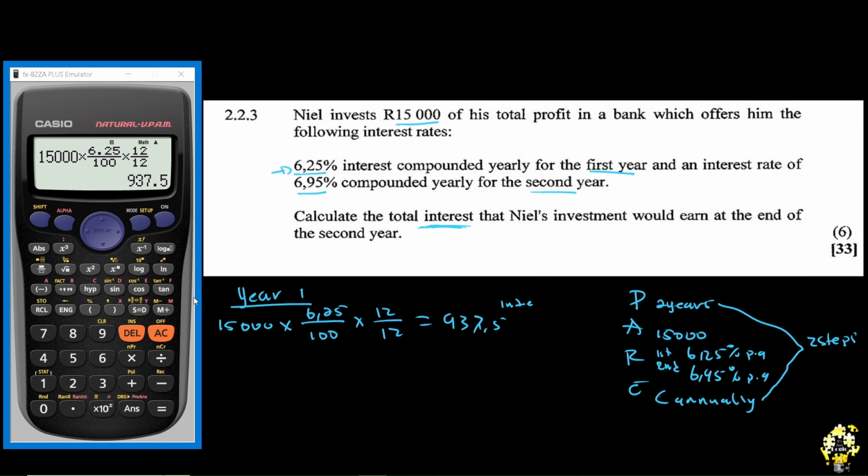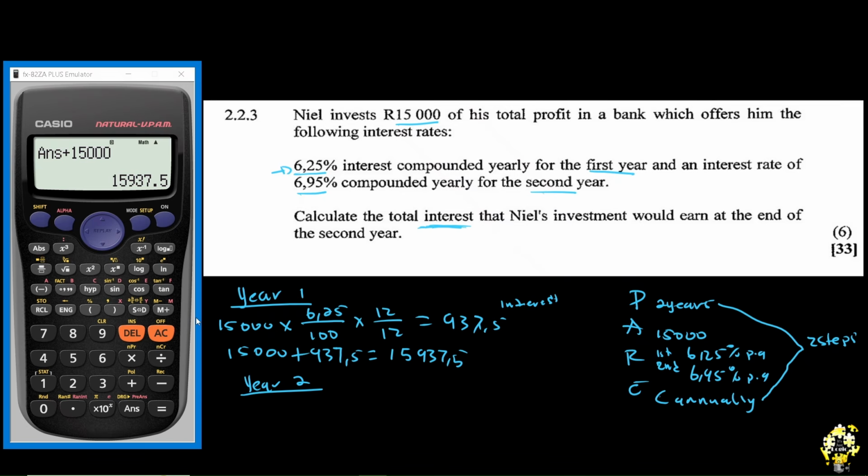This is interest. What should we do? We add it to the principal, 15,000, plus 937.5. What do we get? We actually get 15,937.5. First year, yes, we are done.